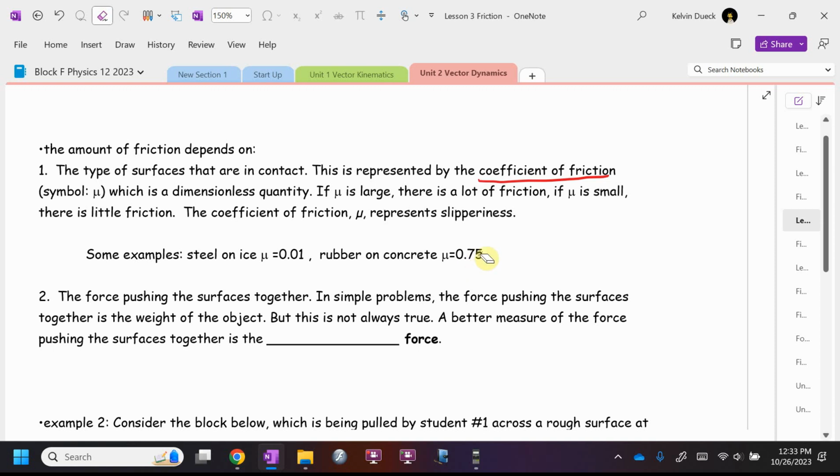Rubber on concrete is about 0.75. That one varies a lot, though. You've all noticed on a hot summer day, is pavement slipperier or stickier? Yeah, except it actually changes over time. If we have a long drought, like 30 days without rain, so much oil and chemicals and smoke starts to cover the pavement that you might notice it's actually pretty slippery.